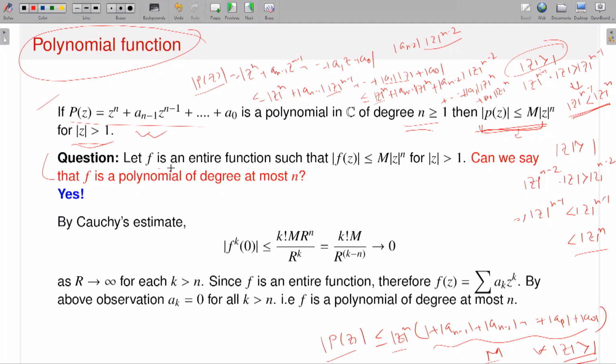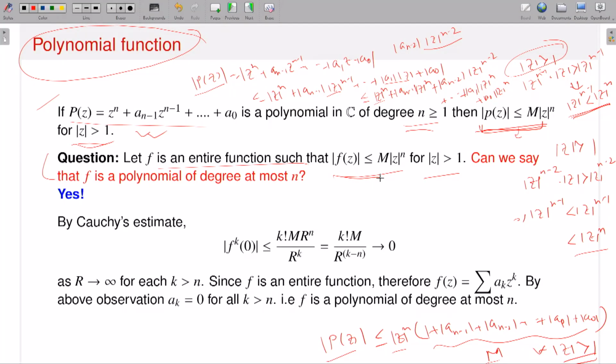That means if I start with an entire function, suppose you have this kind of assumption: the absolute value of f of z is dominated by some constant M times mod z to the power n, and this is true for mod z greater than 1. So you will have a constant M which is independent of z such that this is true. Now the question is, can I say that f is a polynomial of degree at most n? So this is the question I can ask. The question is clear, I hope.